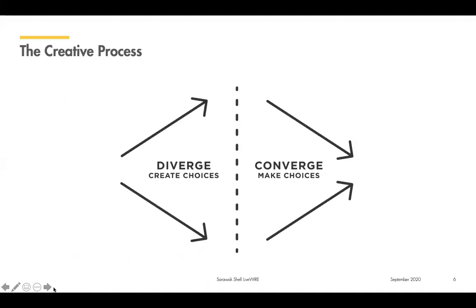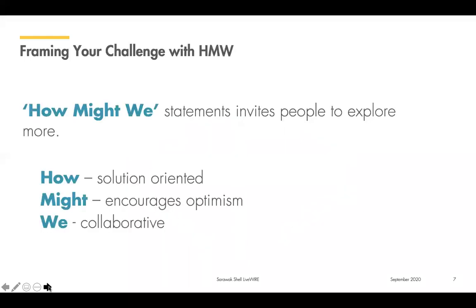Before you start the empathy process, you need to have a problem that you want to solve. You need to have a challenge that you want to tackle, right? In this case, we frame our problem with the statement HMW, which stands for how might we. How might we is a very powerful statement, and we use it a lot in the design thinking process.